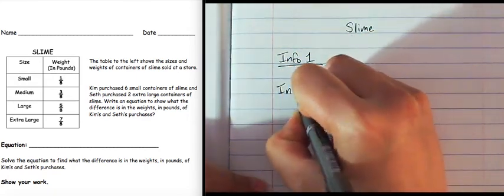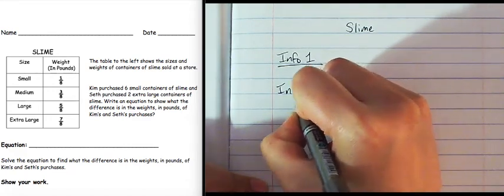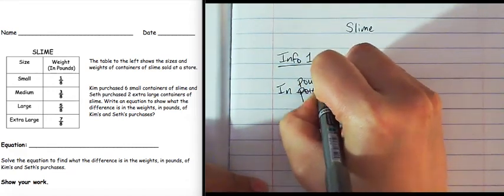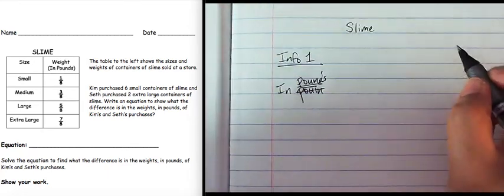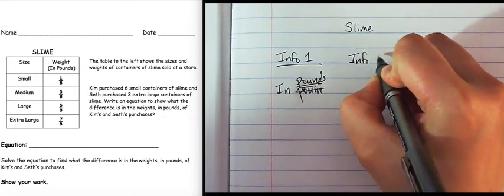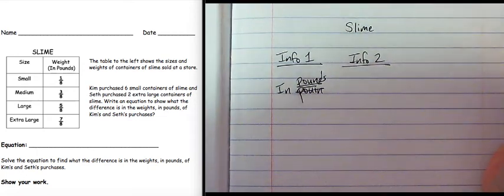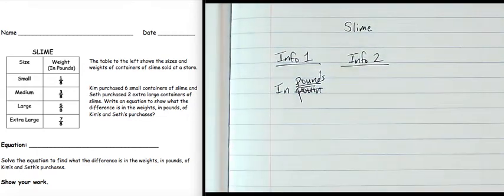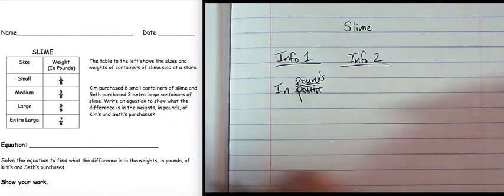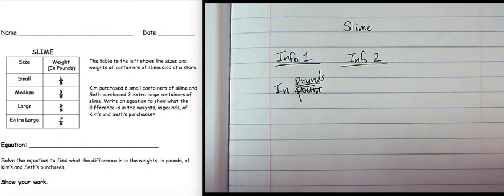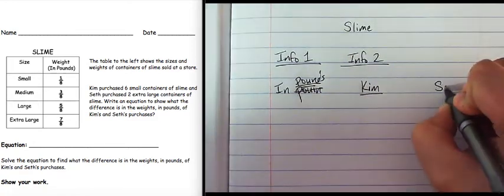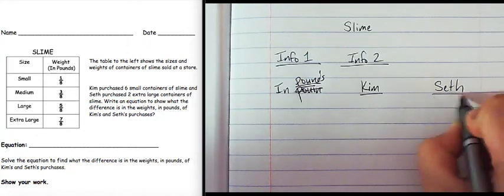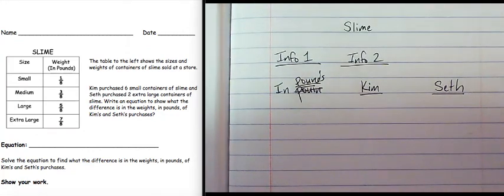This is measured in pounds. Okay, so let's take a look at our info 2. Kim purchased 6 small containers of slime, and Seth purchased 2 extra large containers of slime. So we're going to have to label our work for Kim and for Seth in our info 2. Kim purchased 6 small containers of slime.